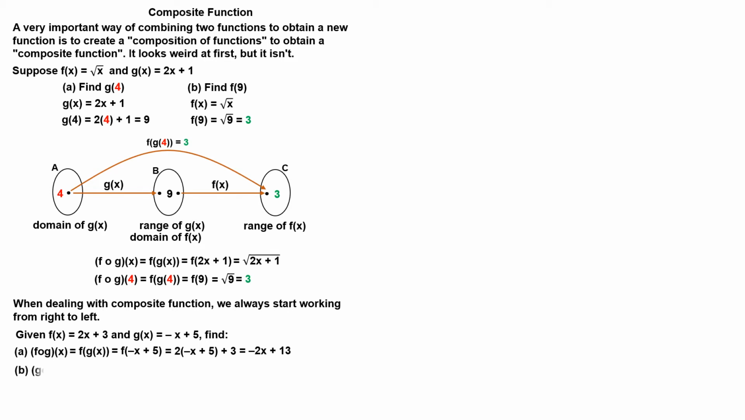Find g composed with f of x. Start by rewriting the notation to be more intuitive. Replace f of x with 2x plus 3 in the composition. Remember, we always start working from right to left. Now substitute the expression 2x plus 3 into function g in place of its x value and perform any needed simplifications.